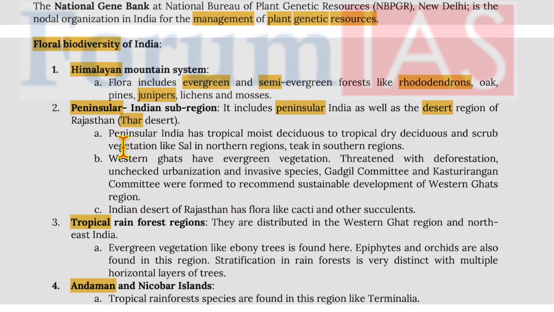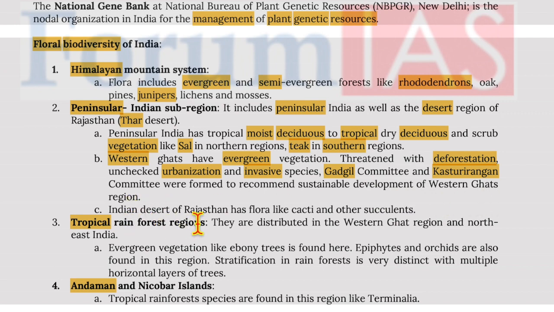Thar Desert. Now, peninsular India has tropical moist deciduous to tropical dry deciduous scrub vegetations like sal in the northern region, teak in the southern region. Now, Western Ghats have evergreen vegetation threatened with deforestation, unchecked urbanization, and invasive species. Gadgil Committee and Kasturirangan Committee were formed to recommend sustainable development of Western Ghat region.